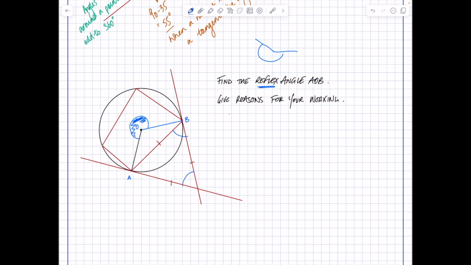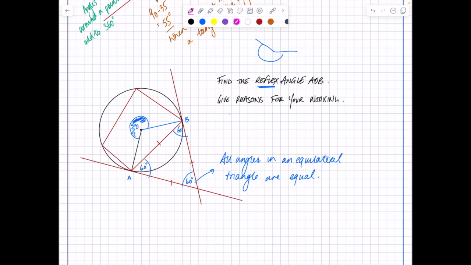So in an equilateral triangle, all three angles would be the same. So that would be 60, that would be 60, and that would be 60. And my reason for that would be all angles in an equilateral triangle are equal. Okay, so that's my first bit. I wasn't given any angles, but I've actually identified one straight away there. So from there, what I can now start to do is think about any of the other rules I know. What can I find?